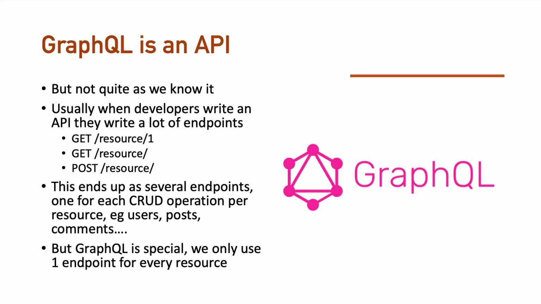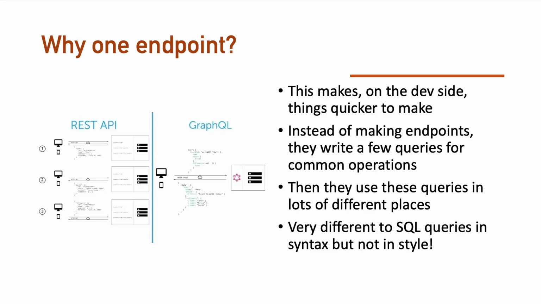So instead of having all these endpoints, one for every CRUD operation for each resource, you end up with hundreds of them. It goes insane very, very quickly. But GraphQL is special because we only use one endpoint for every resource in our database.